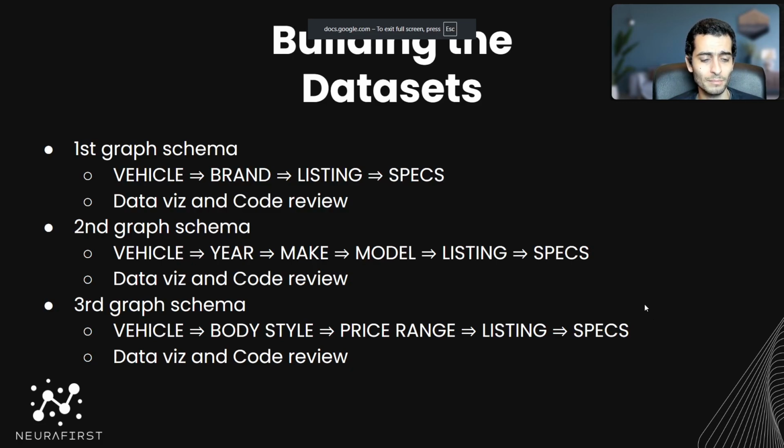Now, the third graph schema is a vehicle. Then we have a body style, so SUV, sedan, and so on. And then we have a price range. Basically, I created this new feature of price ranges with 10,000 increments. So from 0 to 10,000, and then from 10,000 to 20, and then 20 to 30, up to the maximum. I think it was up to 40,000 USD. And then we have the listing and then the specs. So let's visualize this and see how it changes.